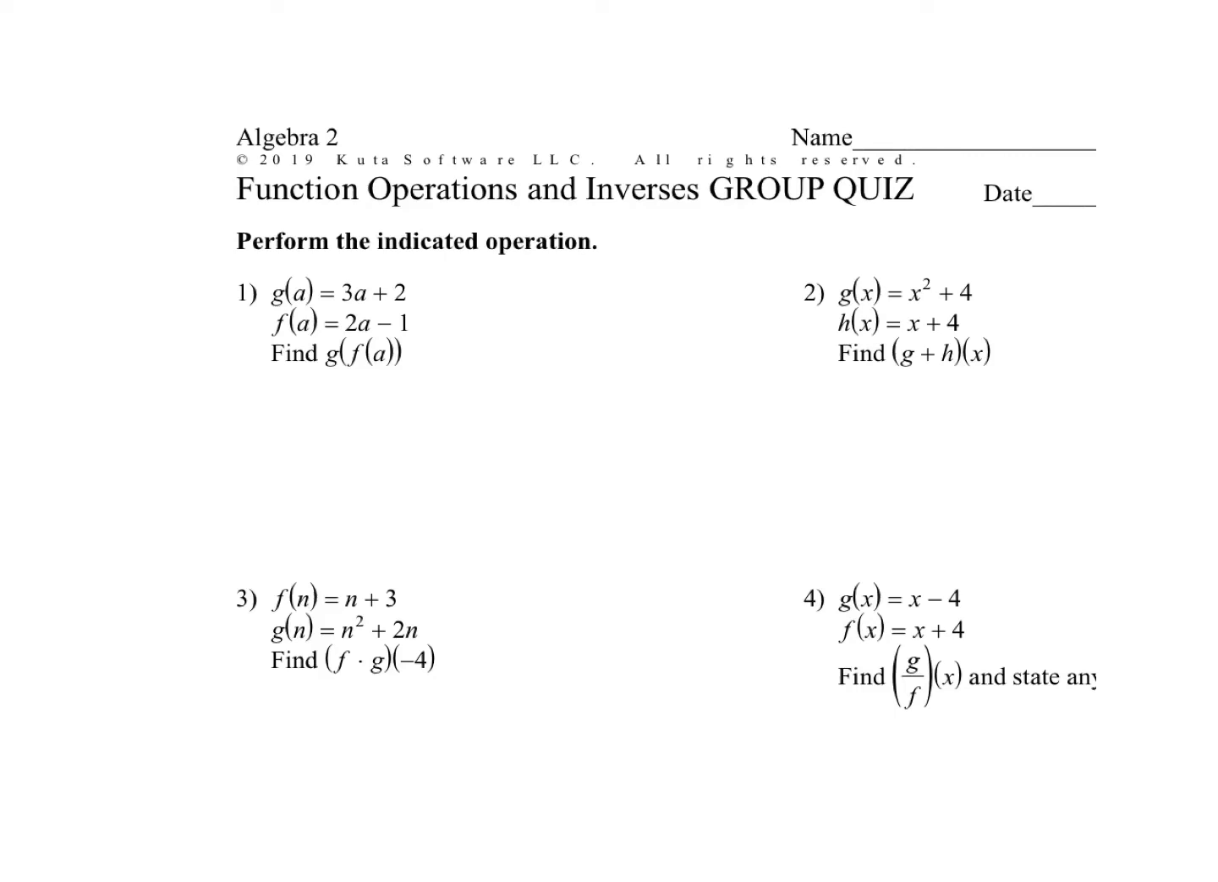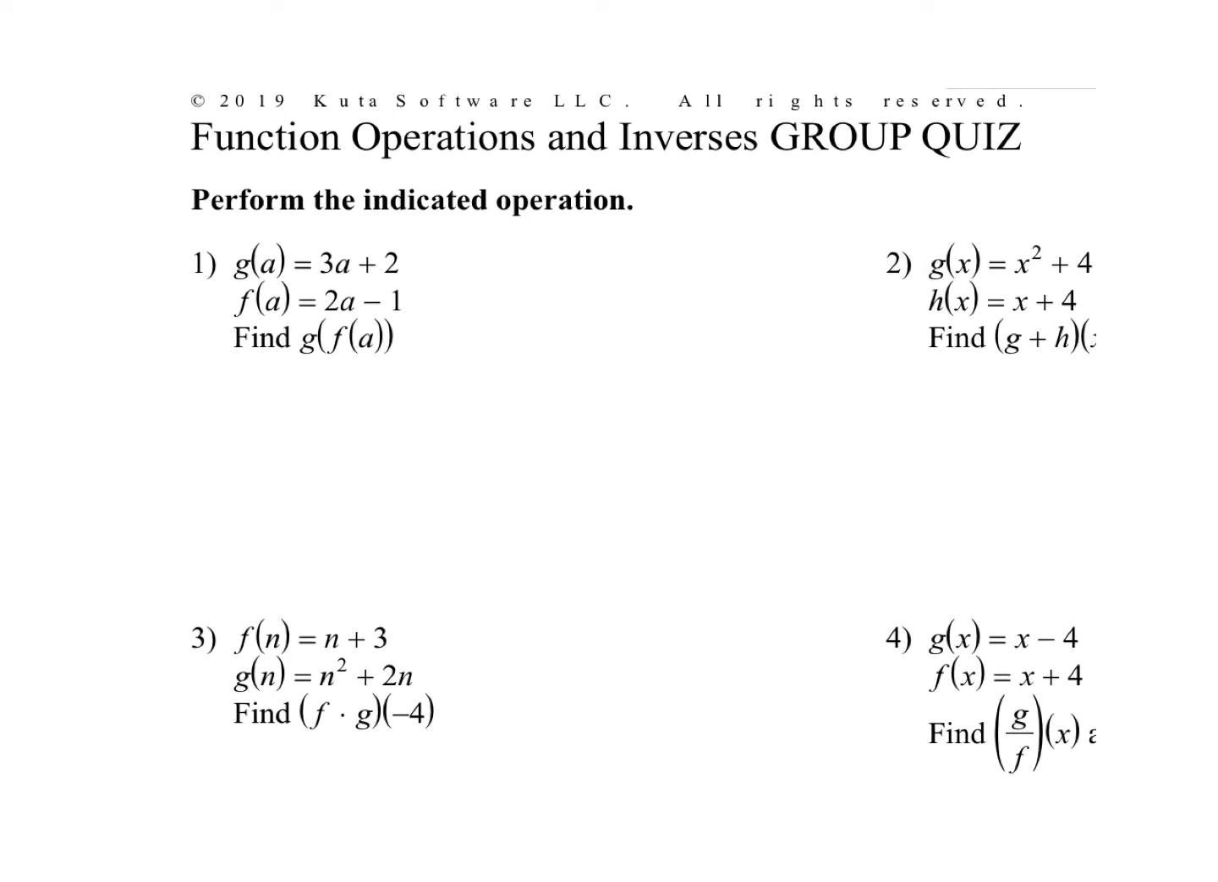Here's the review video of the functions, operations, and inverse group quiz that we did. So starting out with number 1, this is composition of functions. On those, again, we always want to start out with the inside function. So in this case, we really need to be finding g of 2a minus 1.